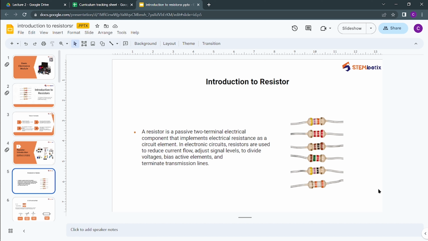So what is a resistor? The name itself suggests it is something which is going to resist. A resistor in a circuit is used to resist the flow of current or to limit the current flowing through it. A resistor is a passive two-terminal electrical component that implements electrical resistance as a circuit element. In electronic circuits, resistors are majorly used to reduce current flow, adjust signal levels, divide voltages, bias active elements, and terminate transmission lines. So these are the basic applications in which resistors are used.